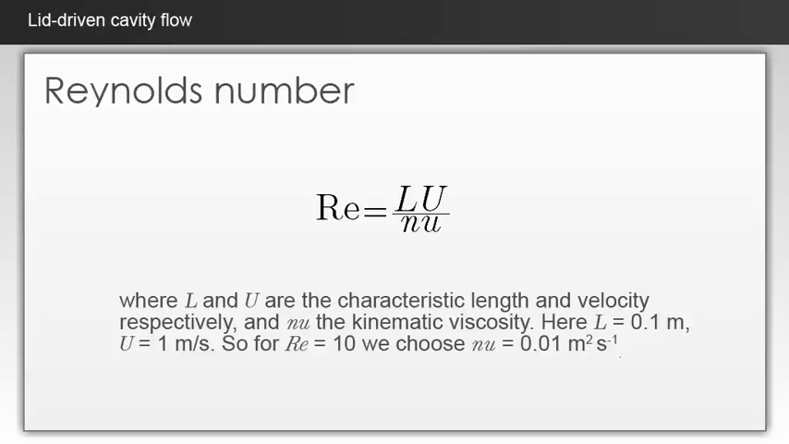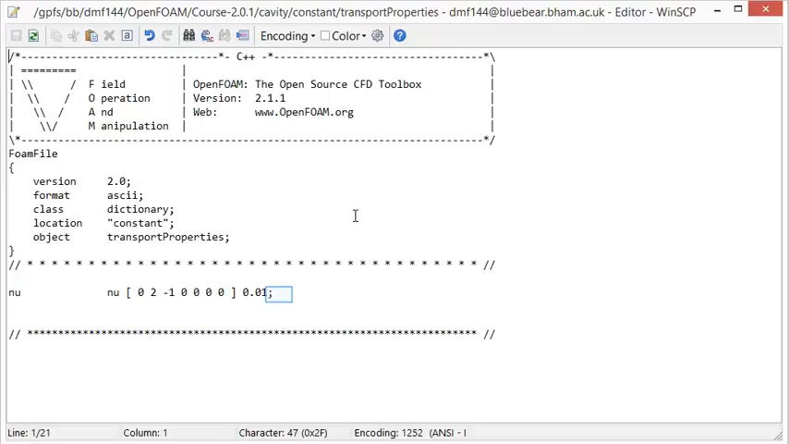Initially, this case will be run with a Reynolds number of 10, where the Reynolds number is defined as shown in the formula. Where L is the characteristic length, U the velocity and nu the kinematic viscosity. In this case, L equals 0.1 meter, U, 1 meter per second. So for Reynolds number 10, we choose nu equals 0.01 meters squared per second. In the transportProperties file you can see that the aforementioned kinematic viscosity has been defined.